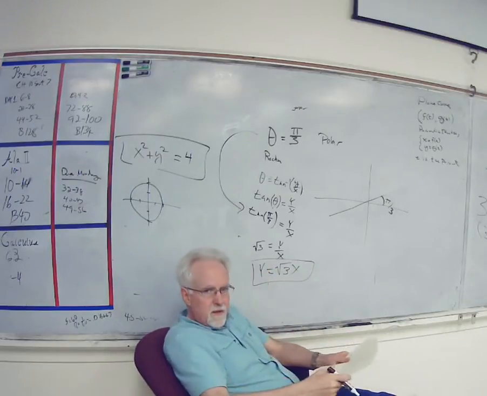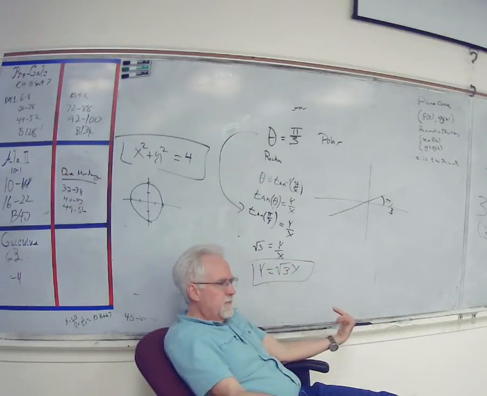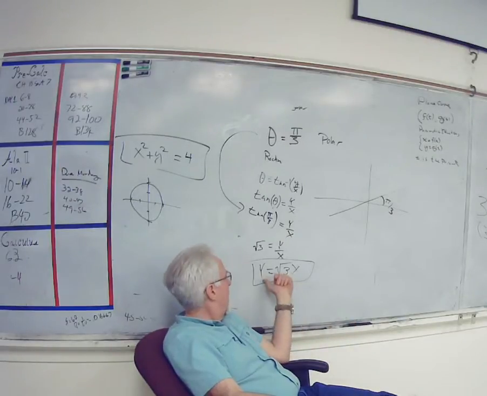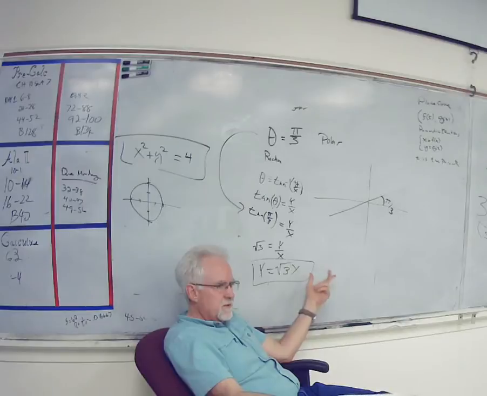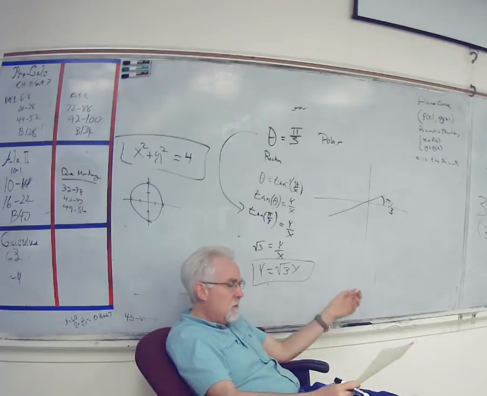Okay. Now, what is the slope of the line? Square root of three. Yeah. Y equals mx plus b, y-intercept is 0.